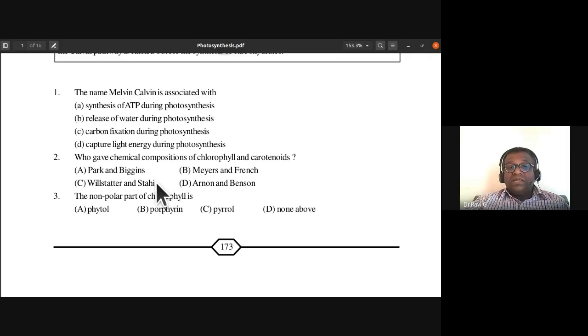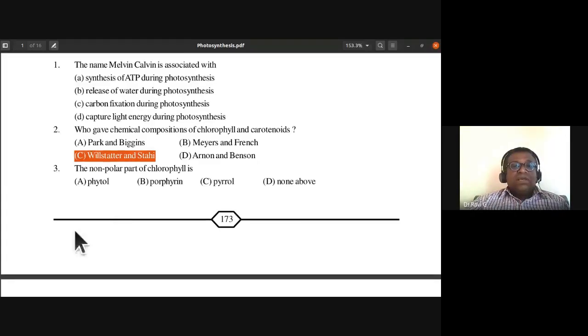We have not discussed this in this paper. It's a general knowledge part of it, a general biology question. So the answer is Willstätter and Stoll, they gave the chemical composition of chlorophyll and carotenoids. So that is what you have to remember.